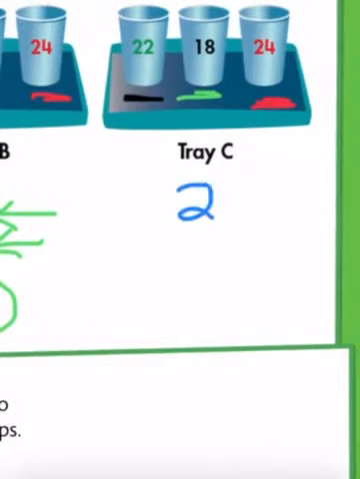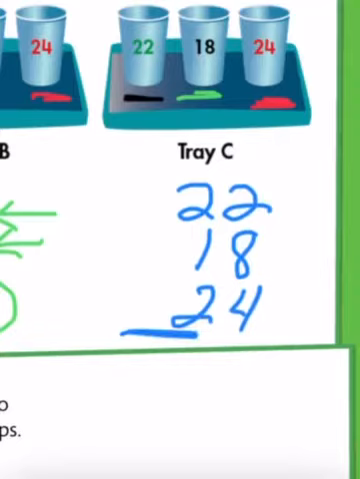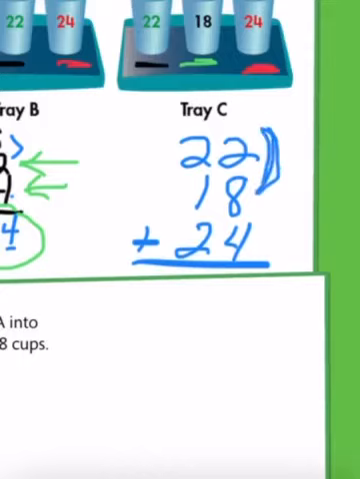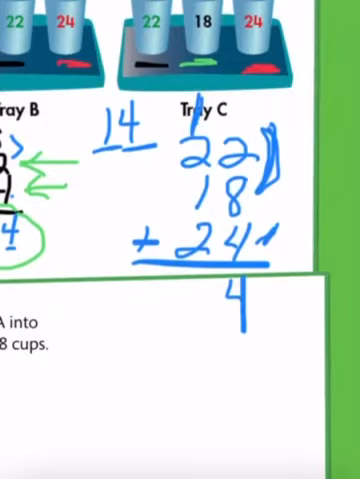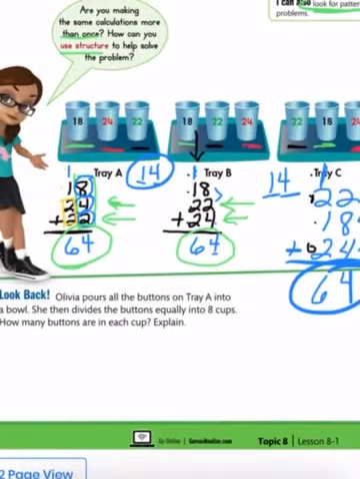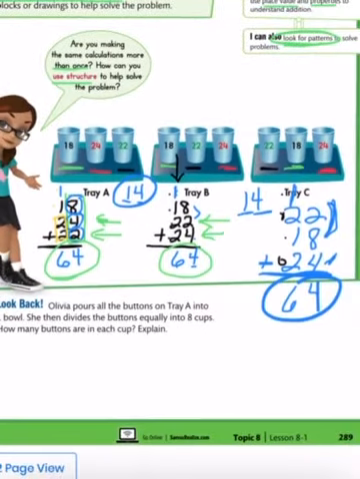Slightly different order. 22 is first, 18 is second, 24 is third. And then I can add those up. Again, 8 plus 2, right here, is 10, plus my 4 ones is 14. Again, 14 has 1 ten, that goes up top, and 4 ones, that goes under the ones column. And I can add those tens up, and I have 2 tens and 2 tens is 4, plus 1 is 5, plus 1 is 6. Again, our sum is 64, same as the other two problems. So the order doesn't matter.